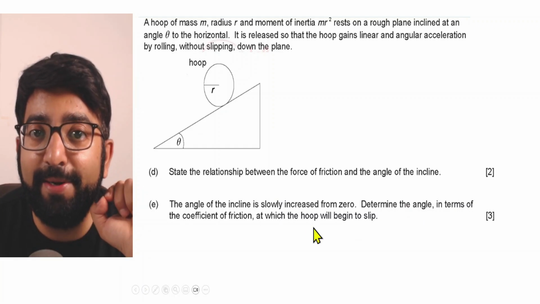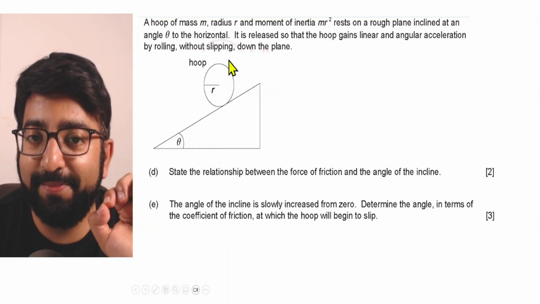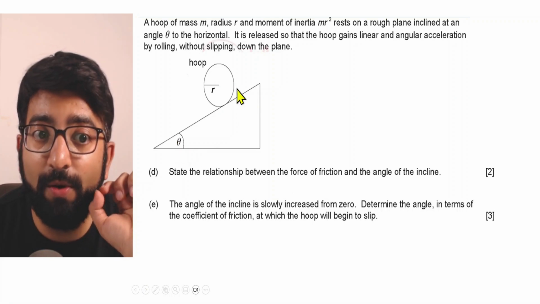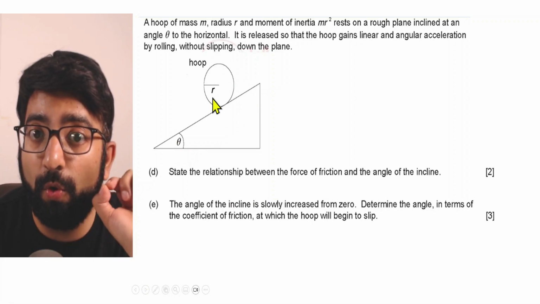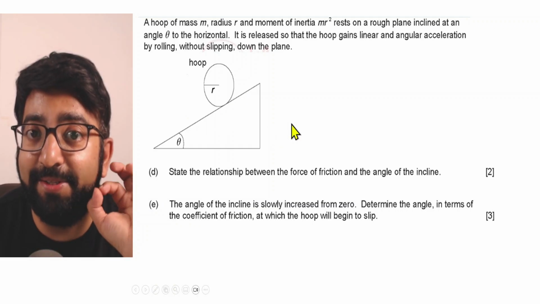At this point, I'll need to explain what this rolling without slipping concept actually is. And then we will understand what is the impact of the angle of incline on the ability of the hoop to roll either without slipping or with slipping. Let's understand this in detail.